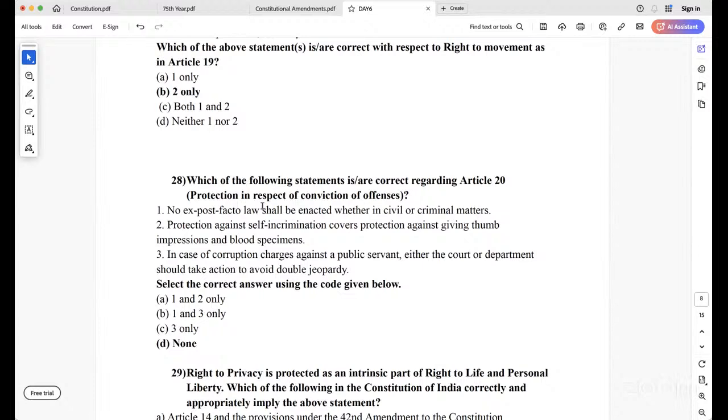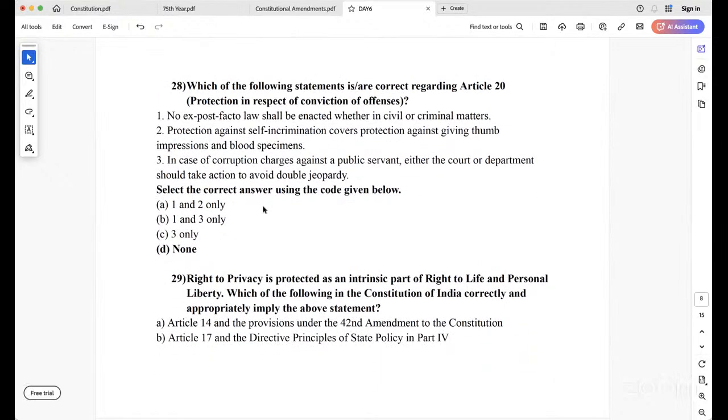Whereas in civil you do have that. Mostly we do that in taxations. The Vodafone case, do you remember? That is retrospective taxation they have done. Those are civil matters. So in both civil and criminal that doesn't happen. Only in no ex post facto is only for criminal.